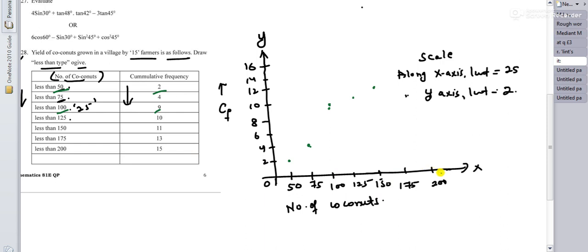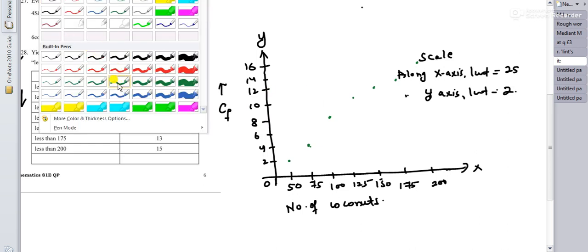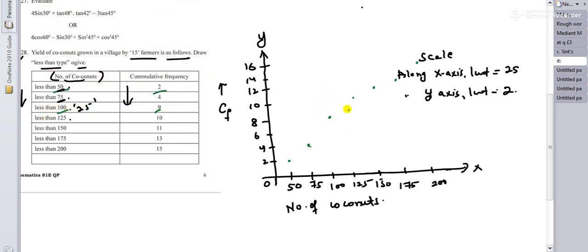Somewhere over here. 175, 13. It will come somewhere over here. And then 200, 15. It will come somewhere over here. 100 is 9. It will come somewhere in between these two. If you draw it on the graph and then join it freehand, 125 is 10, 150 is how much? 11. So just join it using freehand, you will get a graph like this.